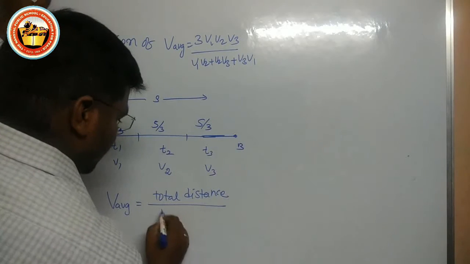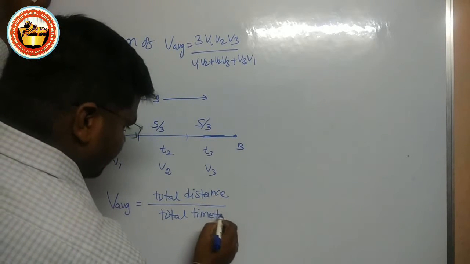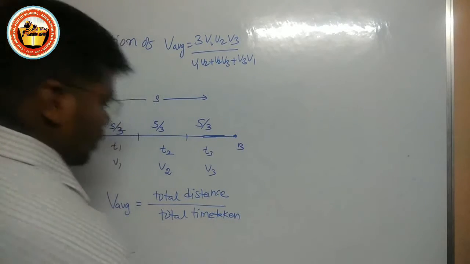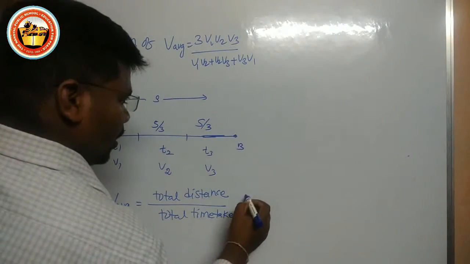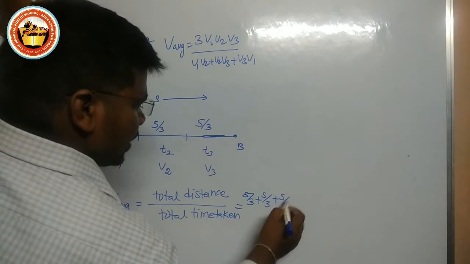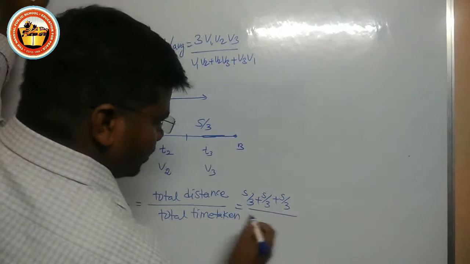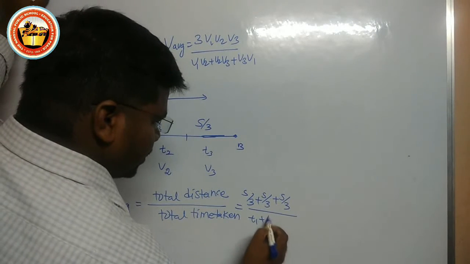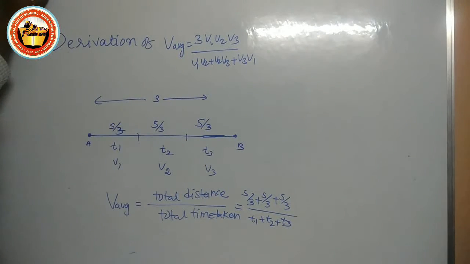According to the definition, average speed or average velocity is equal to total distance divided by total time taken. Here the total distance is s by 3 plus s by 3 plus s by 3, which is s, divided by t1 plus t2 plus t3.